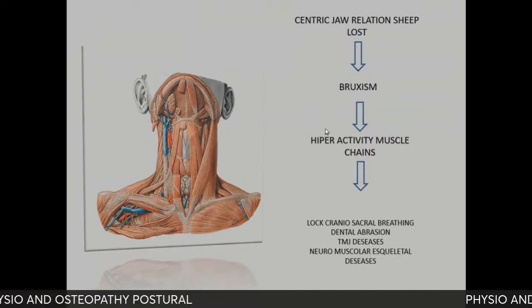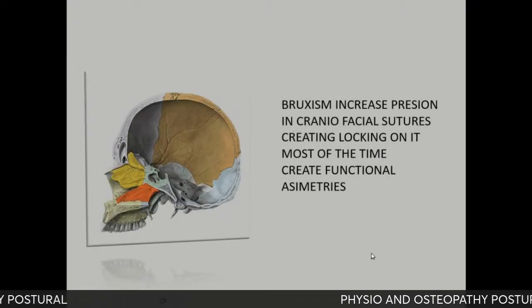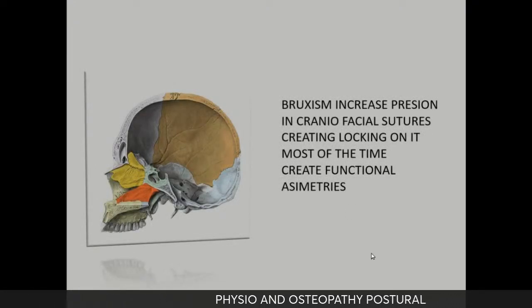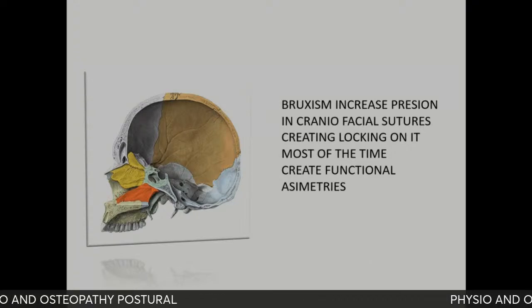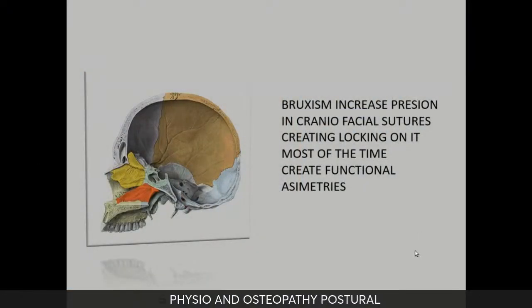And if we go ahead with the presentation, we see bruxism increases pressure in the craniofacial sutures. Sometimes you see that as functional asymmetries. Bruxism, grinding the teeth, is creating hyperactivity here. The sutures will block the craniosacral breathing because we have hyperactivity in the muscles, and slowly it is going down, very, very slowly, but chronically it will affect the rest of the body.